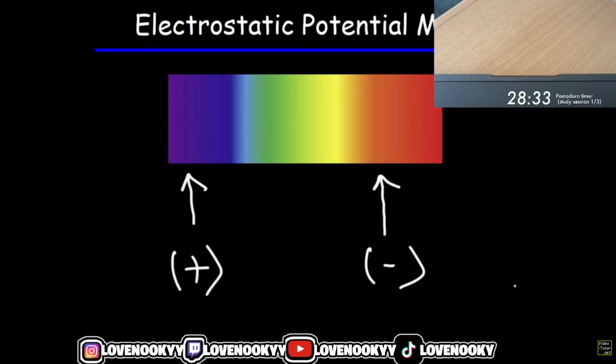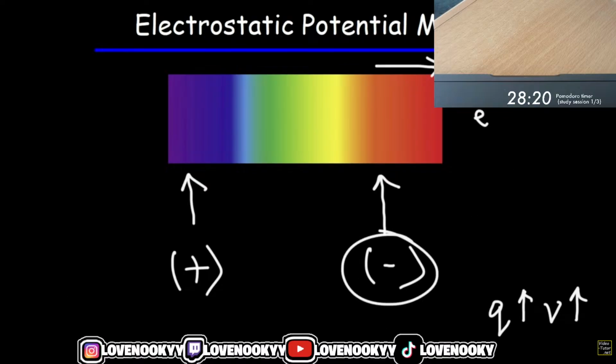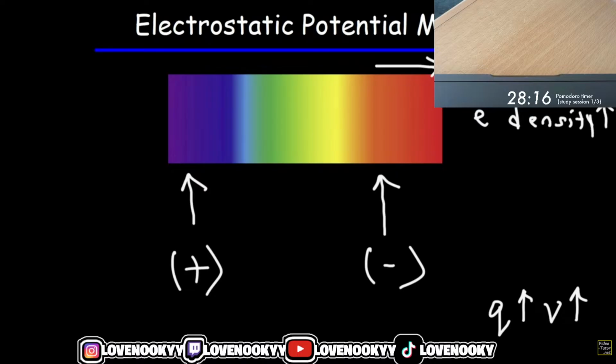Now remember, charge is related to potential. As the charge increases, the electric potential increases as well. So as you move to the right, the charge density increases. In this case, we could say the electron density because electrons carry negative charge. So the electron density increases as you move to the right. The more electrons that you have in an area, the greater the charge.